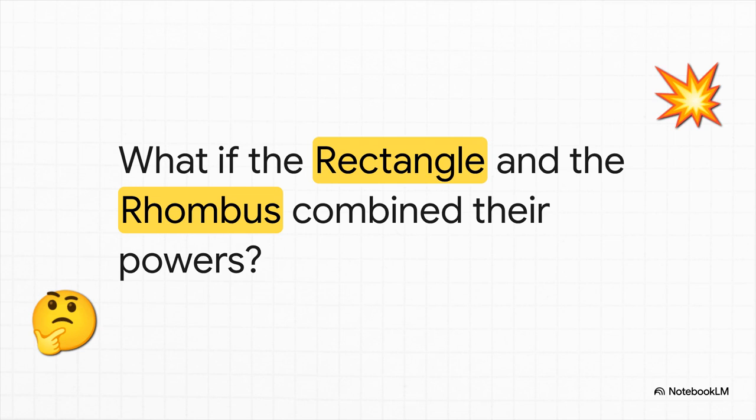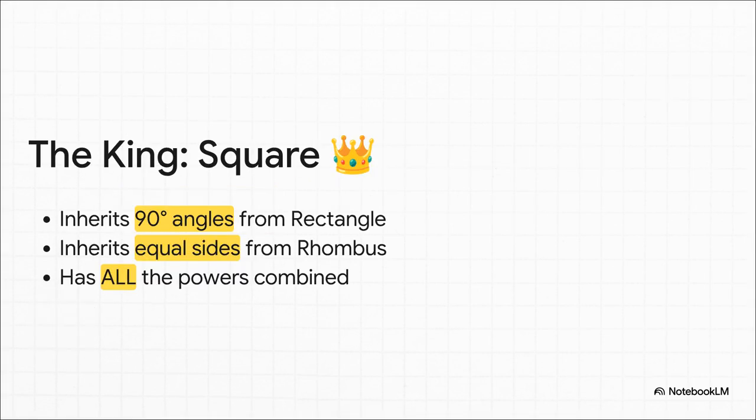Okay, so think about this. We have the builder with its perfect 90-degree angles, and we have the jewel with its perfectly equal sides. So what do you think happens if a shape could get the best powers from both of them? Well, you get the king of the castle, the square. It takes the 90-degree angles from its rectangle ancestry and the equal sides from its rhombus ancestry. It's not really a new shape, it's just the perfect combination of the others. It literally has every single power we've talked about so far.